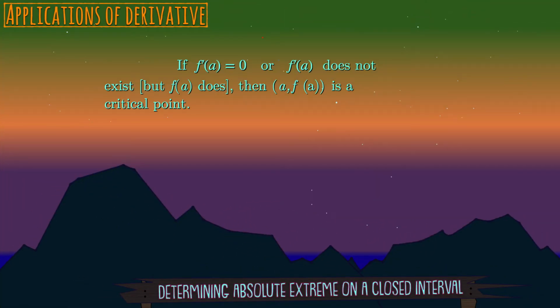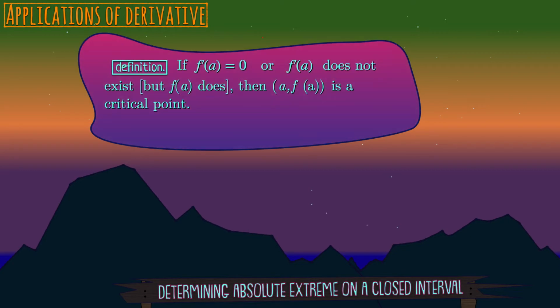If f prime of a is equal to 0, or f prime of a does not exist but f of a does, then f of a is a critical point, where a is just the critical number when it's by itself. Okay.